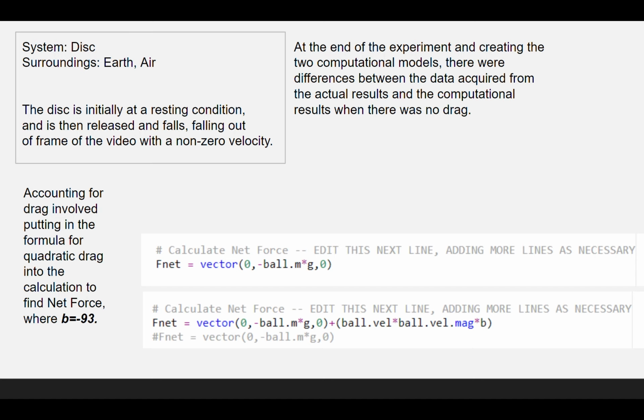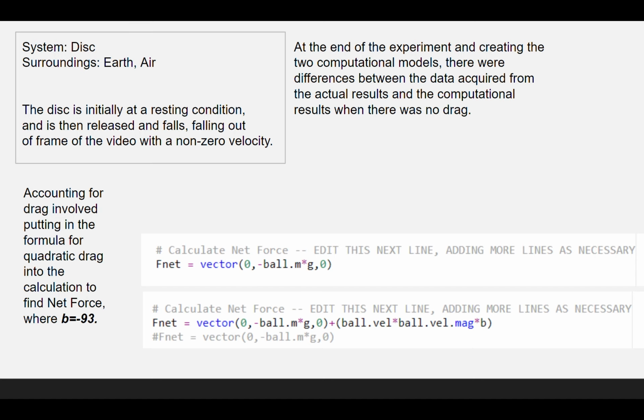In the real world, objects face air resistance, so the force of drag factors into the net force. By the end of the lab, we'll be able to see how significant this force is based on the computational models. In the lab, the system is the falling disk, and its surroundings are Earth because of gravity, and air because of the air resistance. The disk is initially starting at a resting condition, and it is then released and falling out of frame and out of the video with a non-zero velocity.